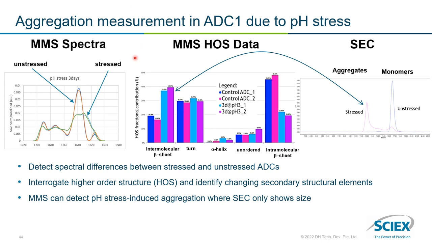Additionally, in the middle of the plot, we see the HOS, or higher order structural information, and there's clearly a major shift in the beta sheets from the native or intramolecular beta sheet to the non-native or intermolecular beta sheets, which are a hallmark of an aggregated protein species. Taken together, the SEC and MMS results give us a very clear picture of the aggregation which is occurring due to the pH stress.